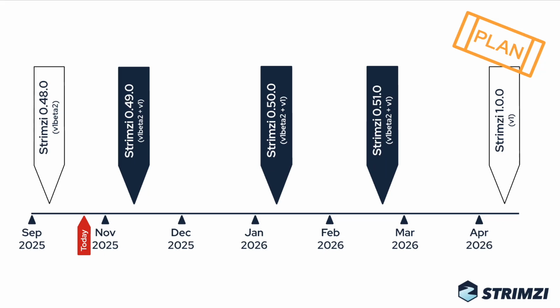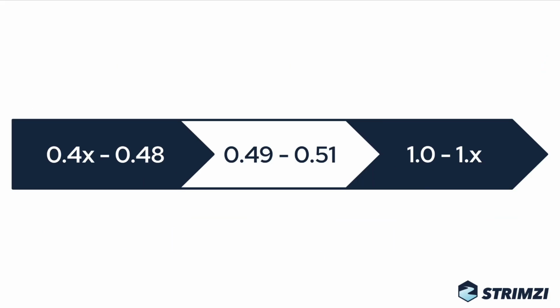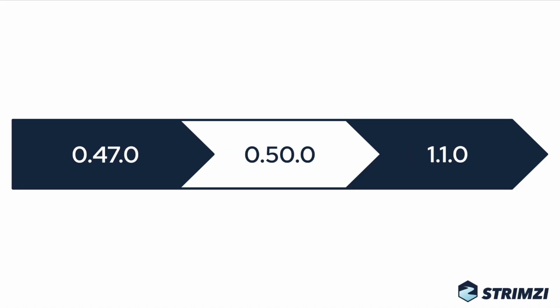When upgrading, you will not need to go through all these versions listed here. You should be able to start with some older version, such as 0.47 or 0.48. Then you will need to upgrade to at least one of the versions 0.49 up to 0.51. And then from there, you should be able to upgrade to Strimzi 1.0 or later. So for example, you can start with Strimzi 0.47, upgrade to Strimzi 0.50, convert all your custom resources, do the CRD upgrade, and then upgrade to Strimzi 1.1.